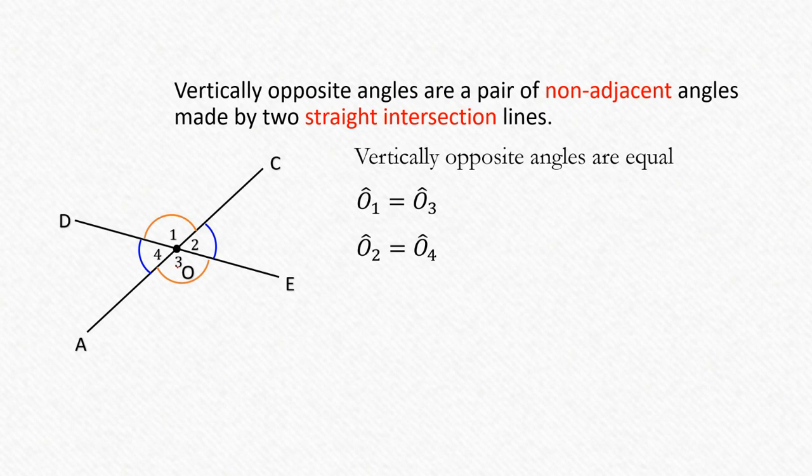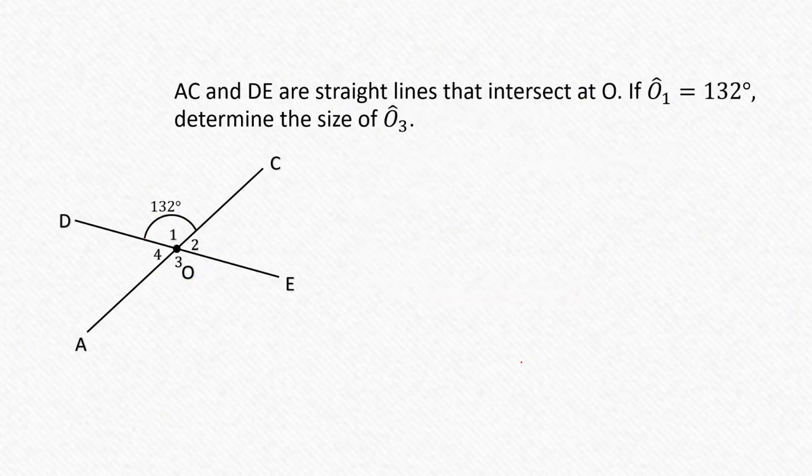These are vertically opposite angles. And the reason we write is just "vertically opposite angles." This is enough as the reason there. Right, and then let's do a few examples so that we can understand this type of angles.